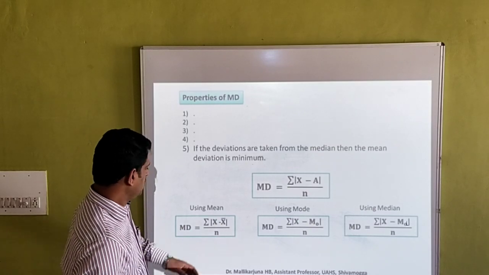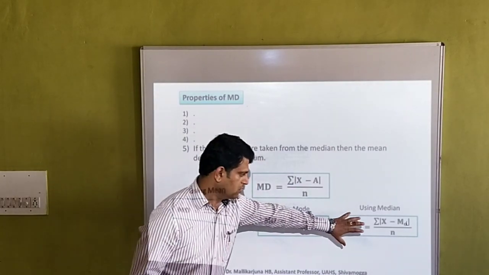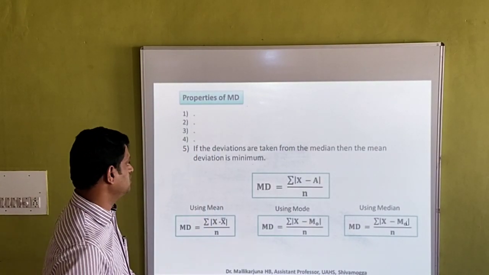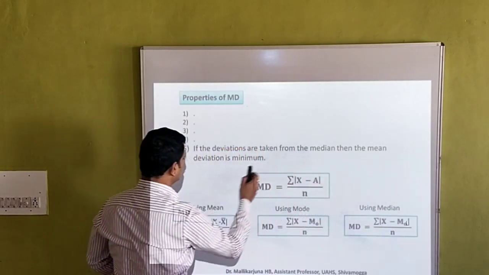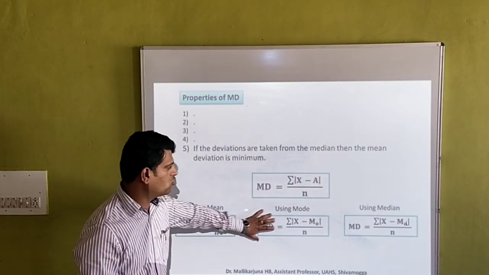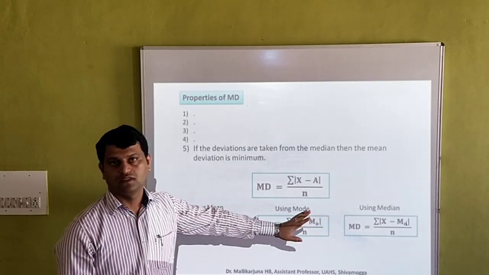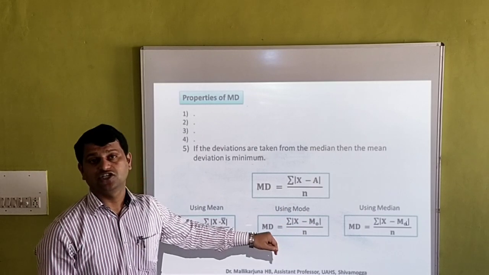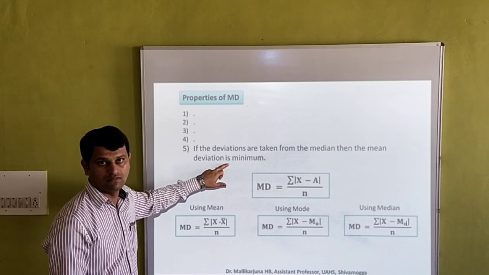In that case, if we compare the deviations, by taking the median I will have the minimum value of the mean deviation. That's why, if the deviations are taken from the median, the mean deviation is minimum. If I use the mean or mode, I will not get the minimum value of mean deviation. That is the property of mean deviation: if the deviations are taken from the median, then the mean deviation is minimum.